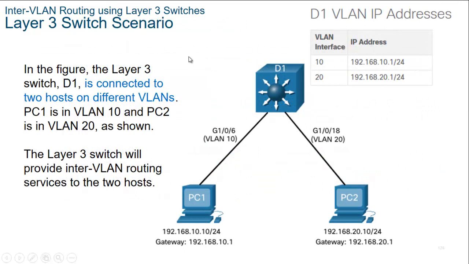Let's look at this figure. We have a layer 3 switch here, D1, and this layer 3 switch is connected to two VLANs: VLAN 10, where we have PC1, and VLAN 20, where we have PC2. The layer 3 switch will provide inter-VLAN routing between these two hosts. If you notice here, on this interface of the layer 3 switch, it has this IP address, and on this interface of the layer 3 switch, it has this IP address. And these IP addresses of the particular interfaces are used as the gateway.